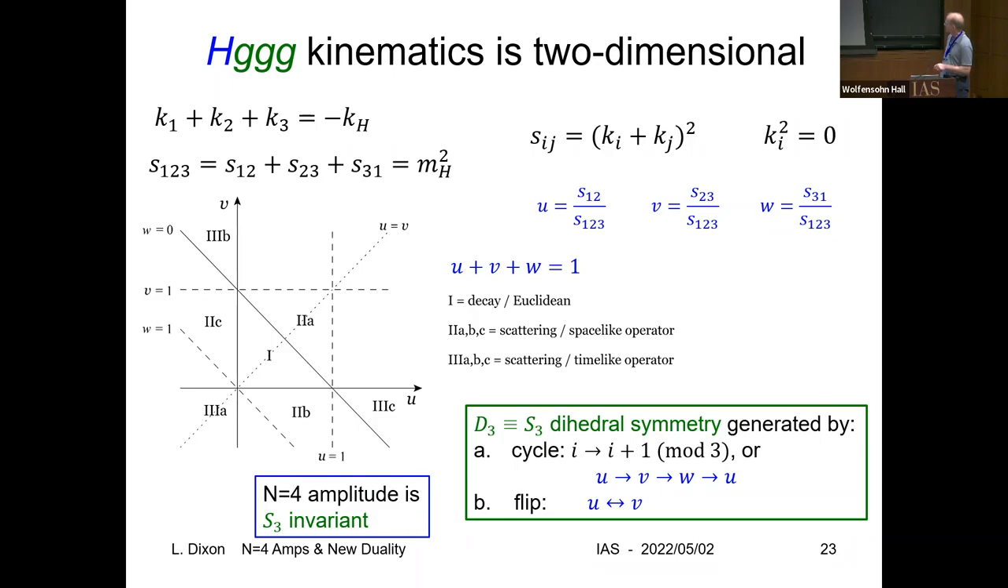So this is region one, which is Euclidean. And then we have regions two and three, which are scattering depending on whether it's space-like or time-like. And this three gluon form factor is a super amplitude, but the core part of it is invariant under this dihedral symmetry.